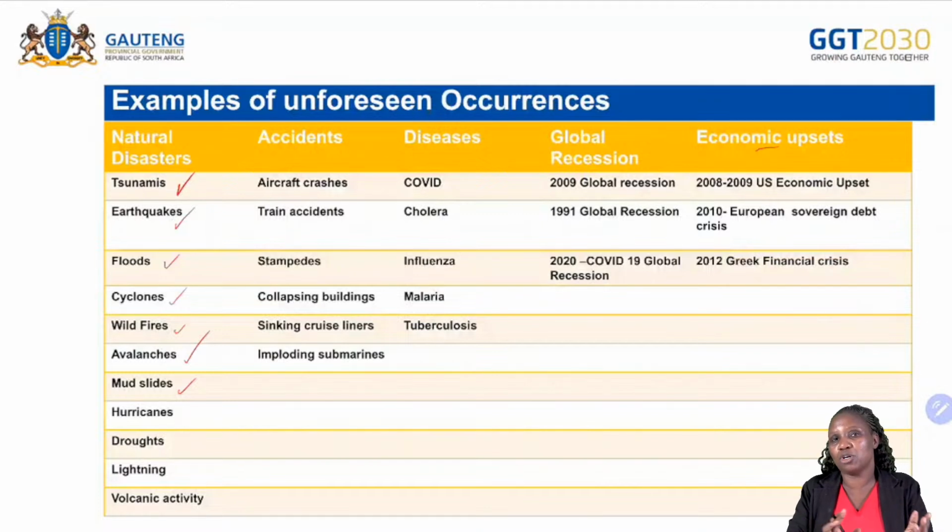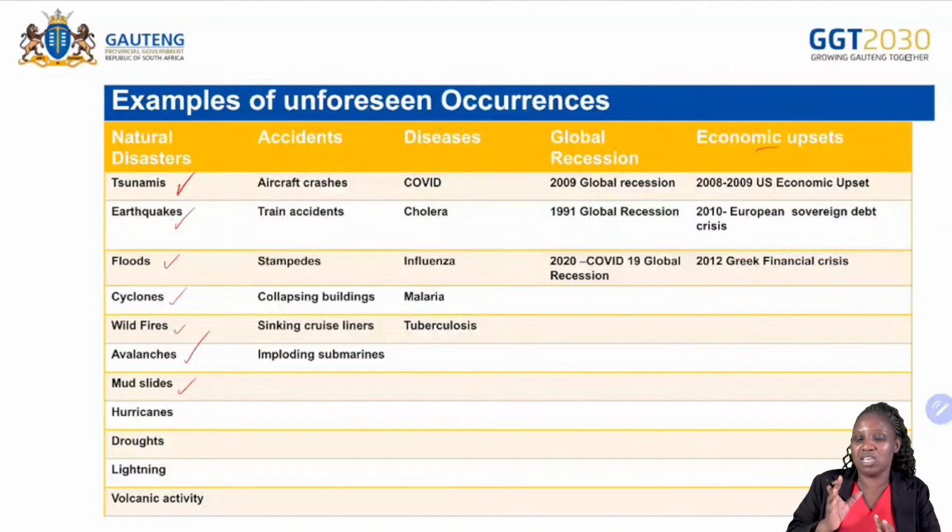And then we've got mudslides. When we're talking about mudslides, it is an area where there've been a lot of rains, and then the soil or the land is unstable, all right? And then the mud starts moving. It flows like a river, okay? Then it is a mudslide.